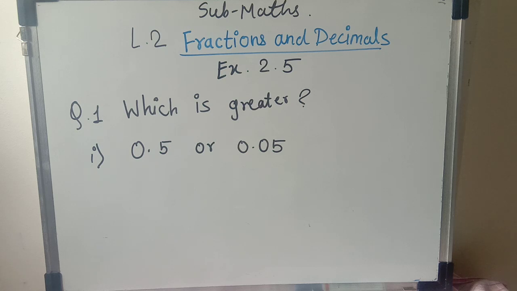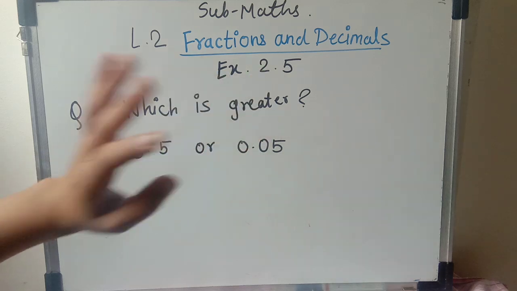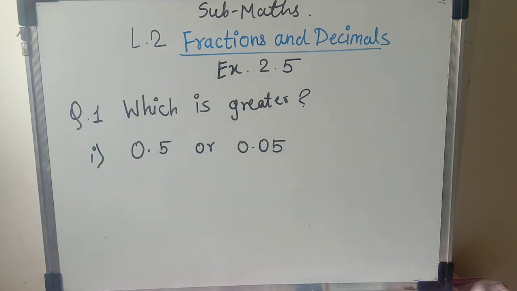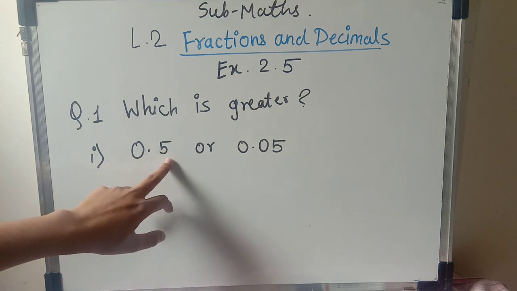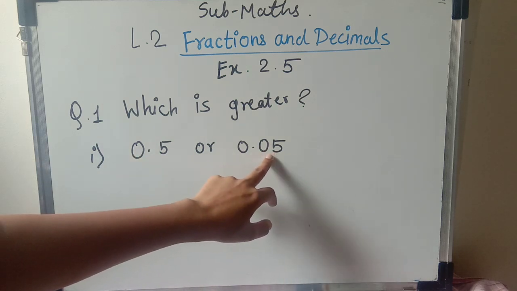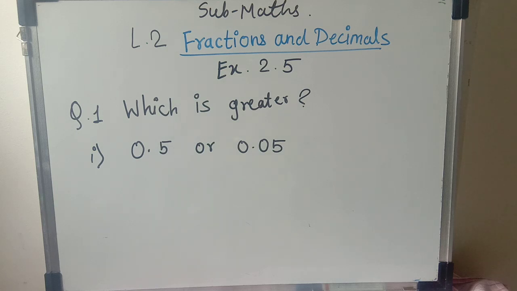Now let's start question number 1, which is: which is greater. Here we have to decide which one is the greater one. The first example is 0.5 or 0.05. There are a total of 6 examples, and out of 6 I'm going to solve 3 examples and 3 you have to solve as homework. First, let's see what we learned in the last session.